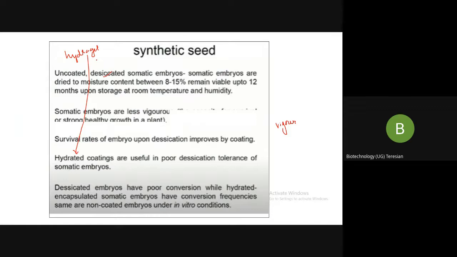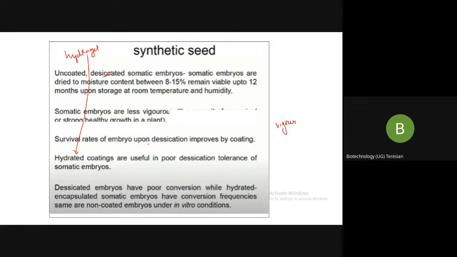So hydrated coatings are used, and usually the hydrated coatings are more useful. Most of the synthetic seeds produced are hydrogels. Your somatic embryos, as I told you, are less vigorous when you compare them to the natural plant. But maximally you see to it that they are vigorous and viable.